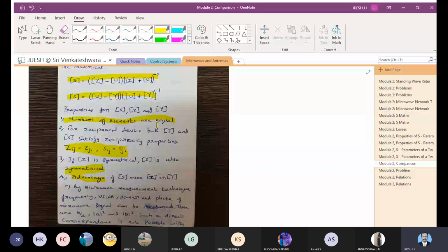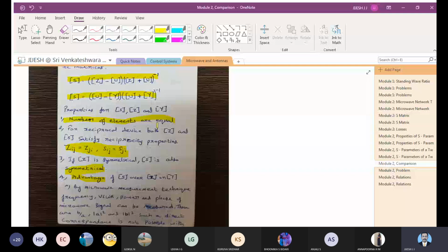Then the third one is that matrix S is defined for a set of reference planes. If the reference planes are changed, the S parameters vary only in phase. That is the fourth property of S parameters, where we have discussed the reference plane. So in S parameters, it is defined for a set of reference planes. If the reference planes are changed, the S parameters vary only in phase. So the only change will happen in the phase.